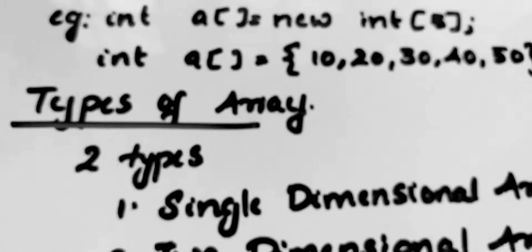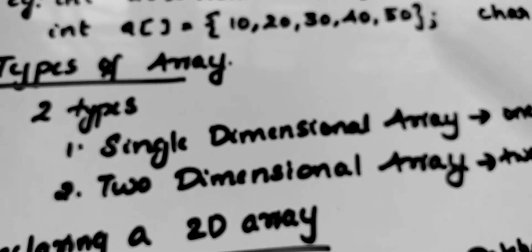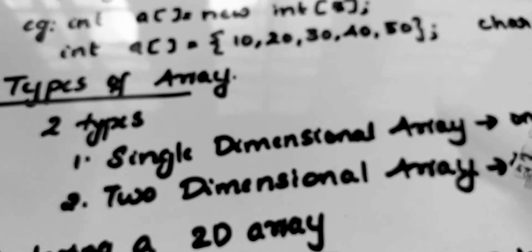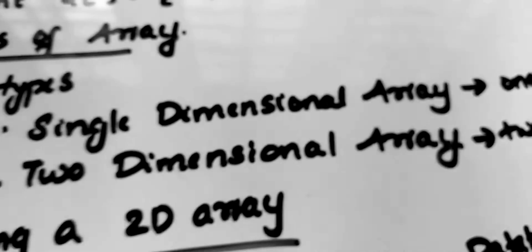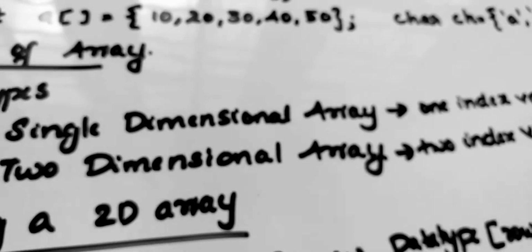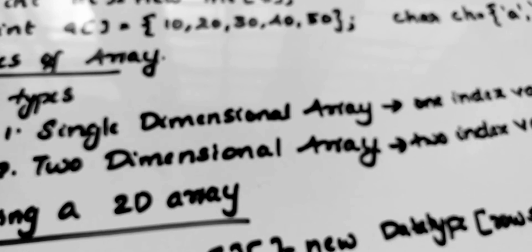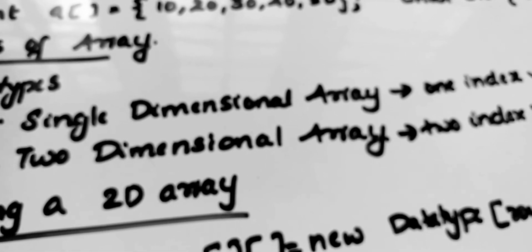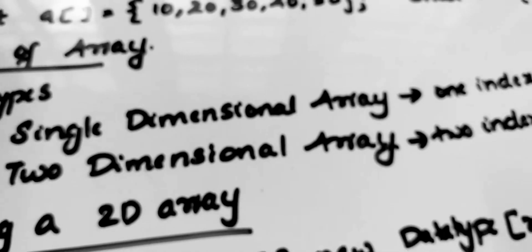Next we move on to the next topic, the types of arrays. Usually arrays are of two types. The first one is the single dimensional array, the second one is the two dimensional array. So what is a single dimensional array? It is an array that consists of only one index value. The array elements may be arranged either in row format or in column format.